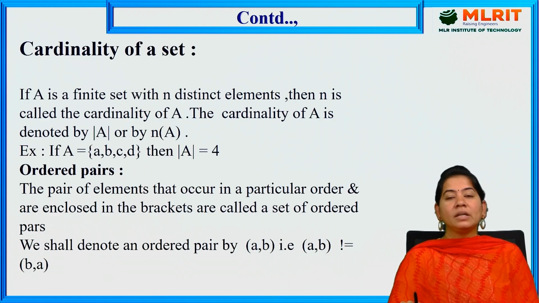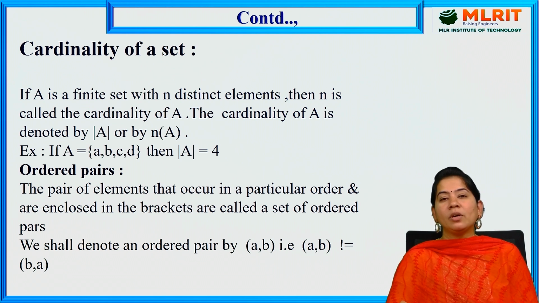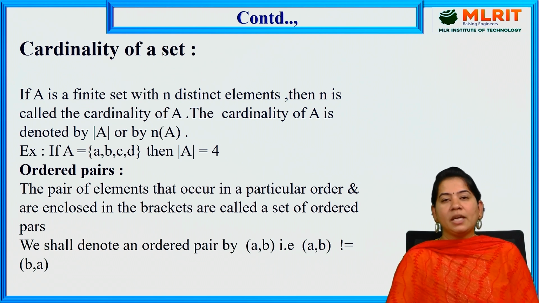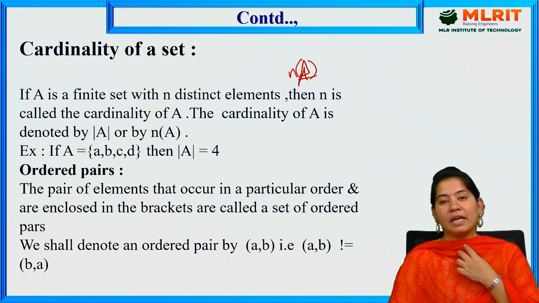Next we have cardinality of a set. So what is meant by cardinality? In the last session, in the types of sets, we have seen equivalent sets. Equivalent sets means the number of elements present in set A must be equal to the number of elements present in set B. The number of elements present in a set is denoted by n(A), which is nothing but cardinality.